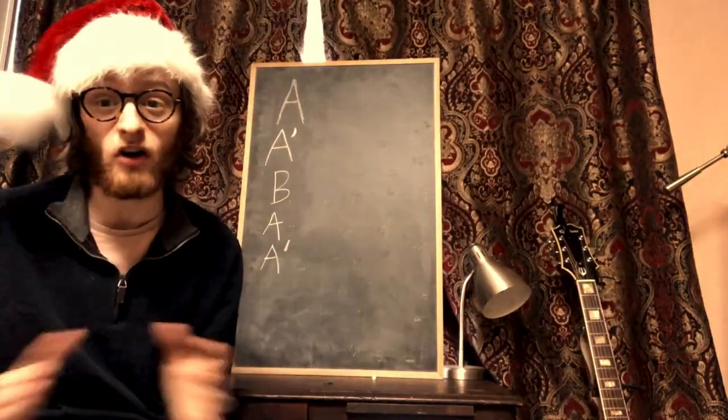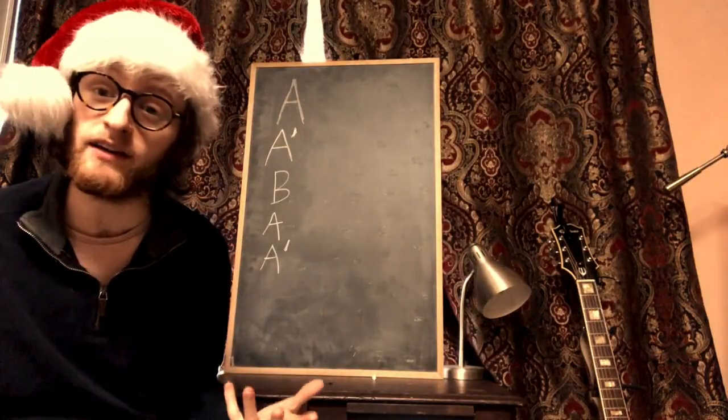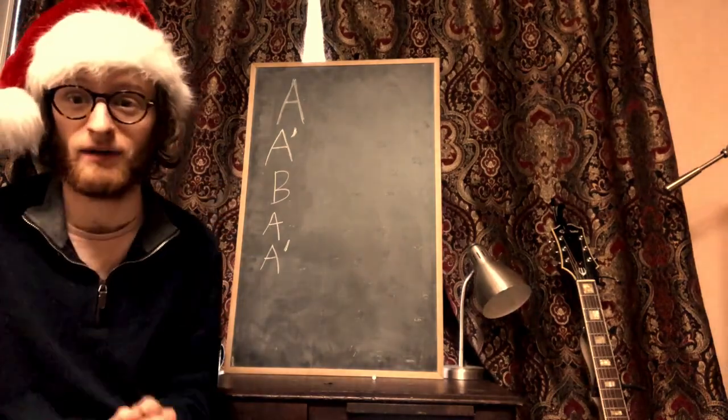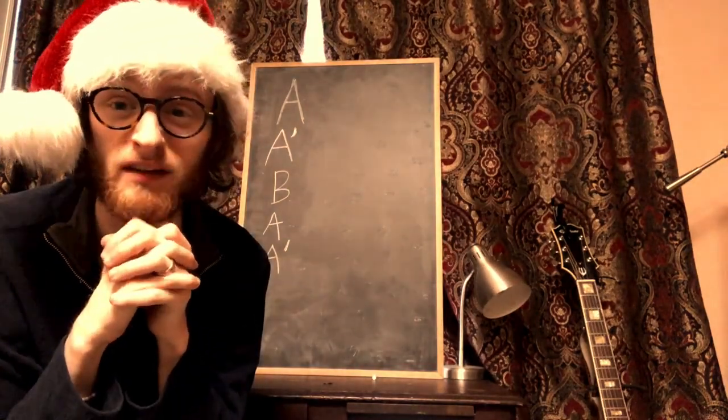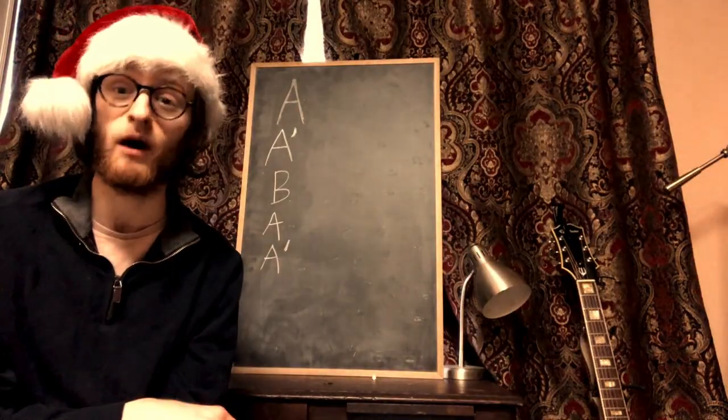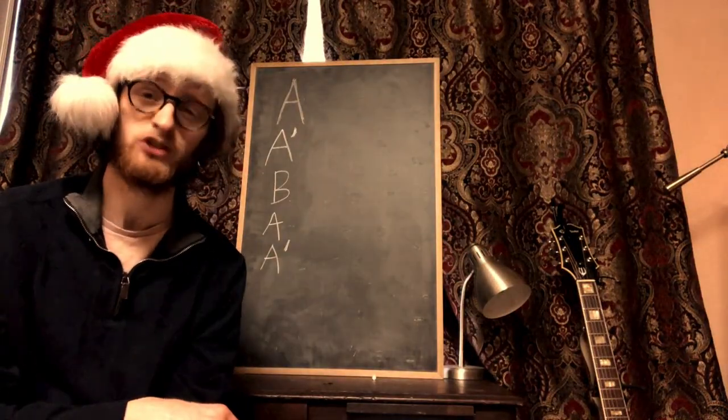A and A prime come right after the B section. This song is almost like an ABA. The only difference is that it has an A prime, a B, and then A prime again. Remember, prime just means a section that's kinda like the other part, but slightly different, and that is the form of the very famous Christmas song, Jingle Bells.